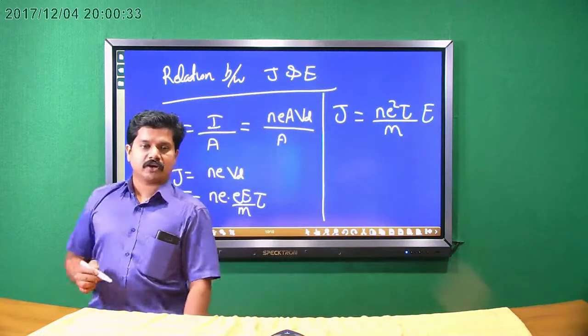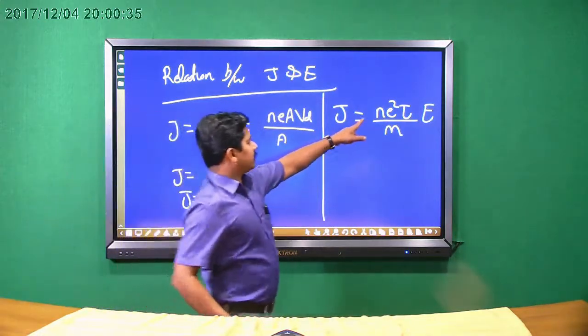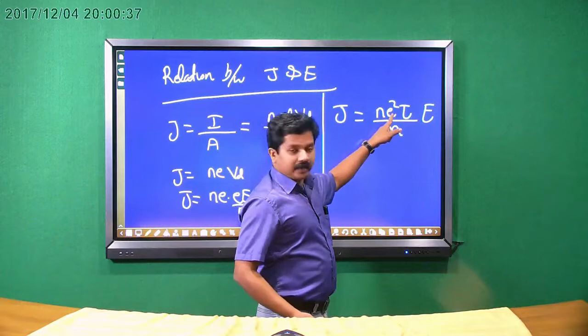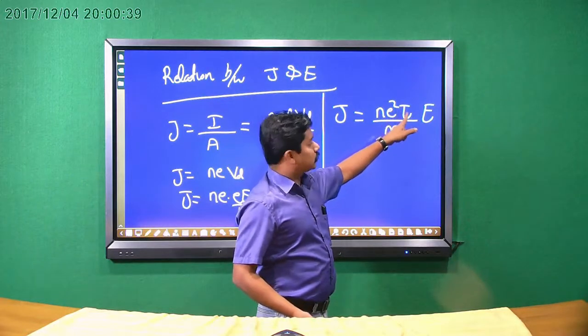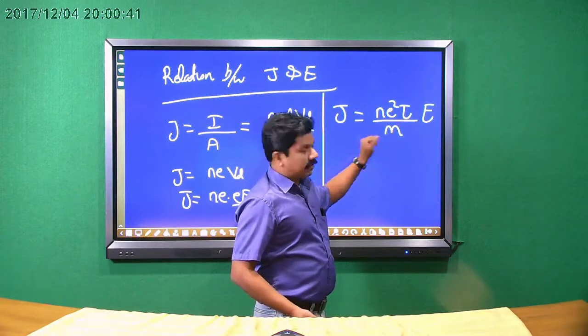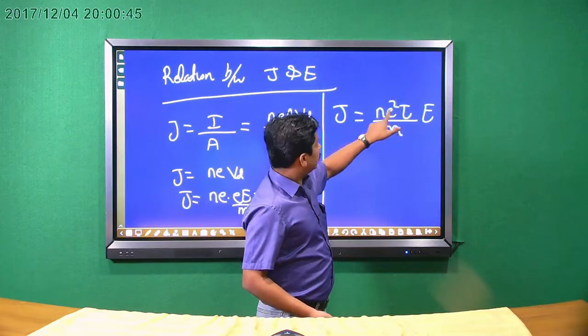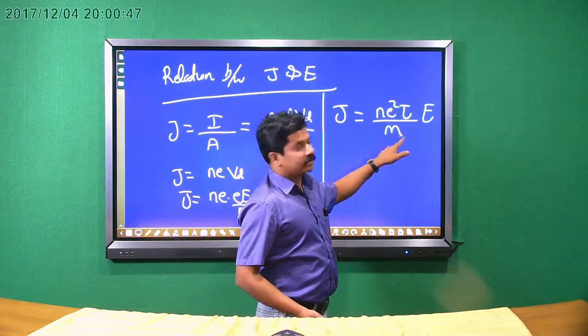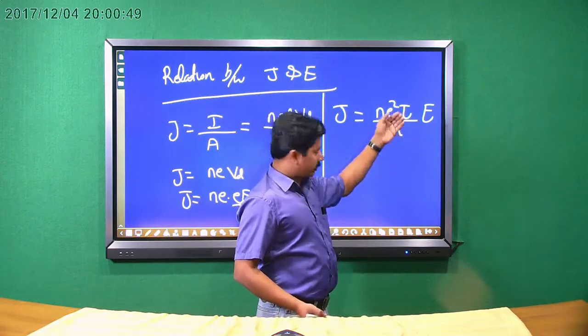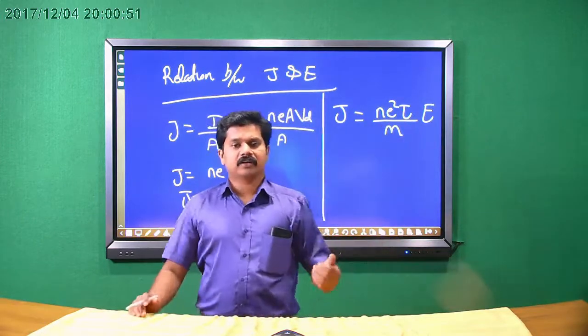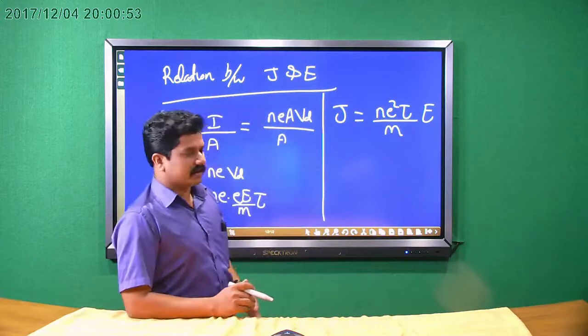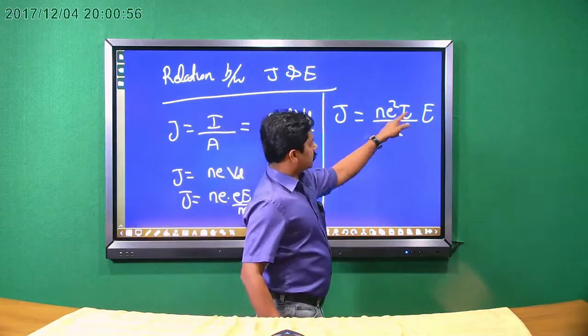J equals n e square tau by m into E, where n is the number density, e is the charge of the electron, tau is the relaxation time, and m is the mass of the electron. So we can take these quantities n, e, tau and m as constant. Tau depends on the temperature. On increase in temperature, the relaxation time tau will decrease, but at a particular temperature, tau will be constant.